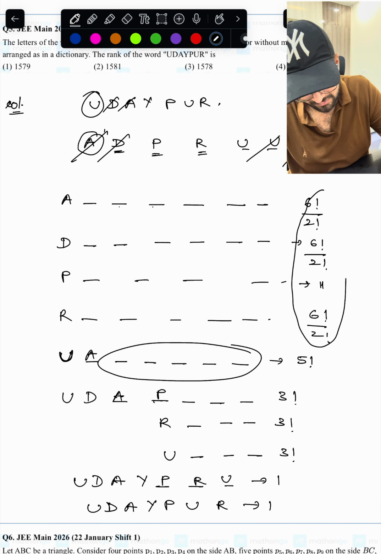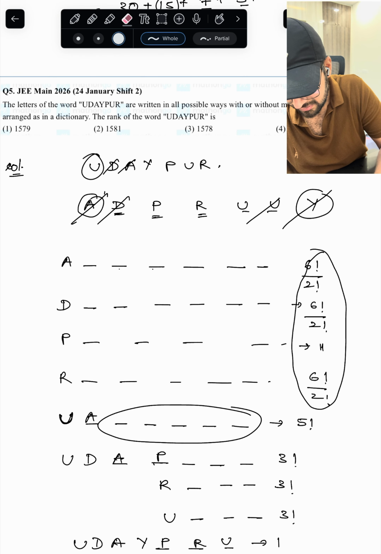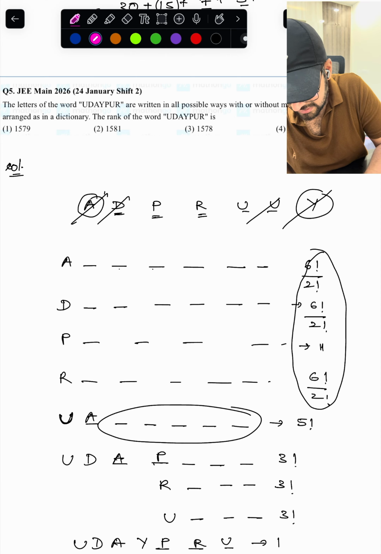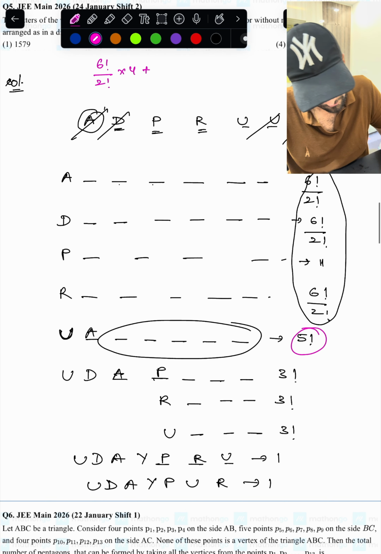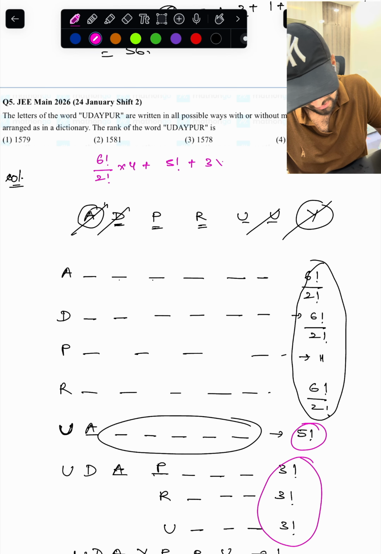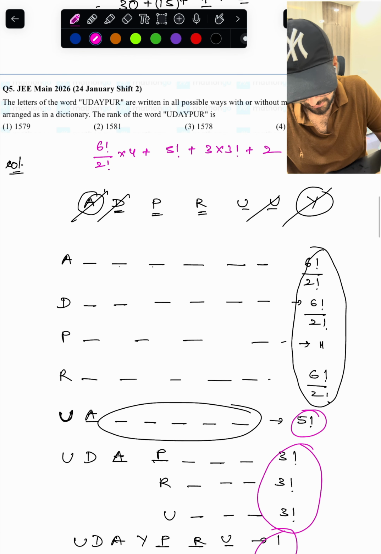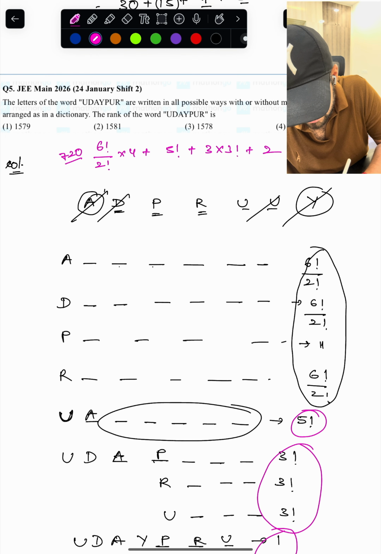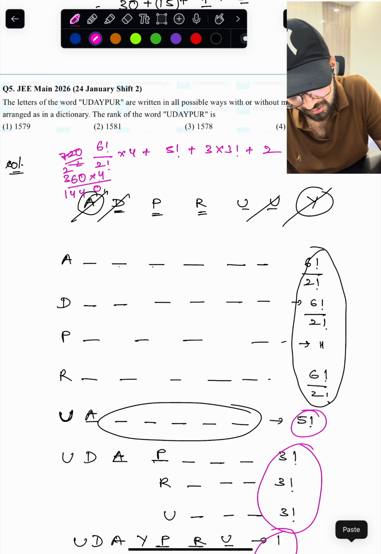So how much here? 6 factorial by 2 factorial occurred 4 times. So our rank will be, here I am writing 6 factorial by 2 factorial 4 times occurred, plus 5 factorial plus 3 factorial has occurred 3 times, 3 into 3 factorial plus 2, right? So now 6 factorial means 720 by 2, 360 into 4. So you got 1440.